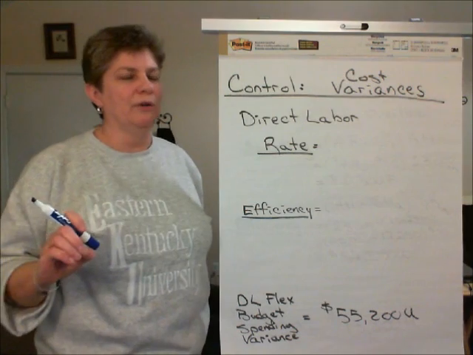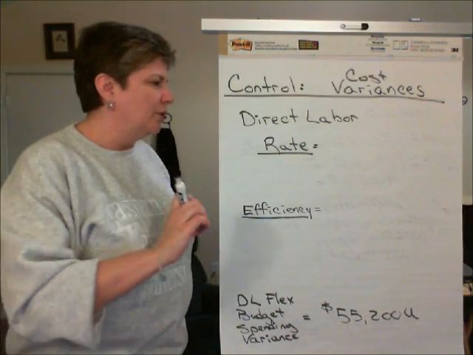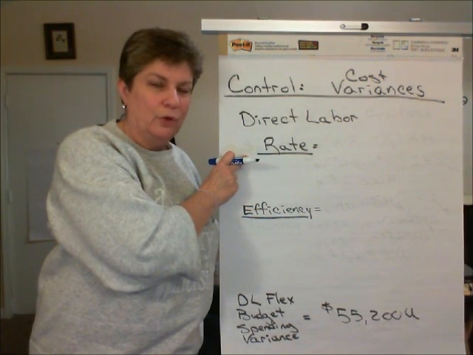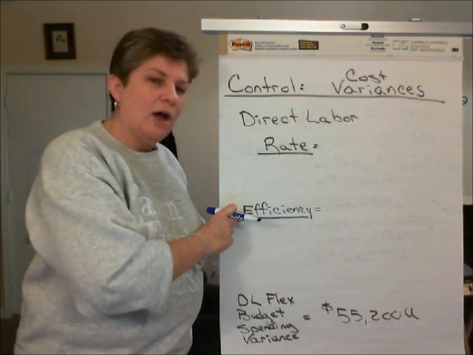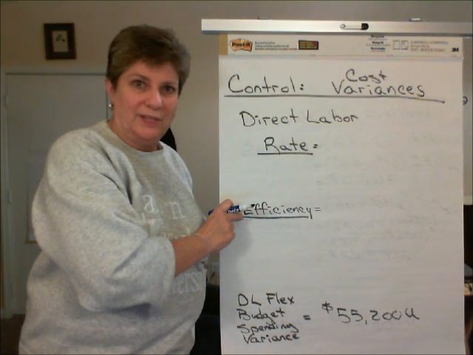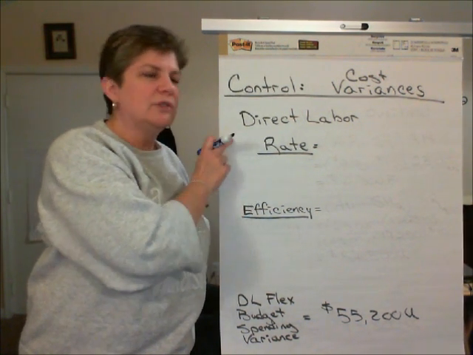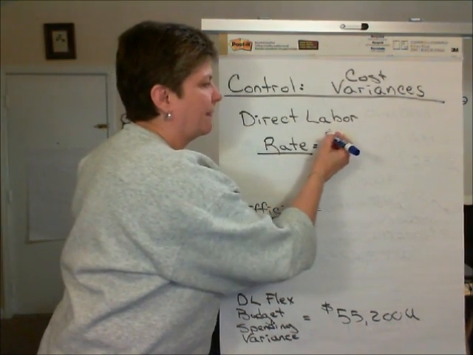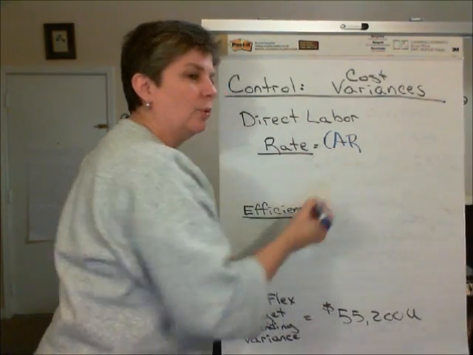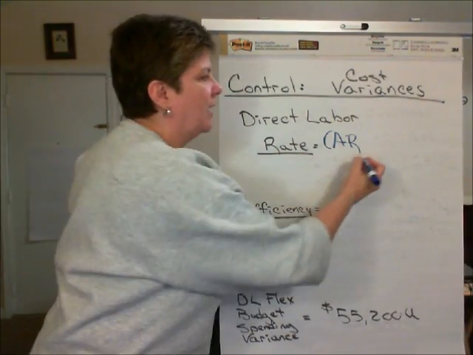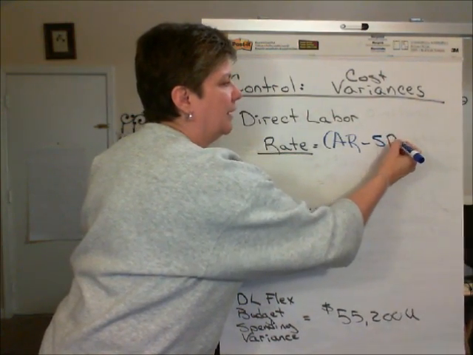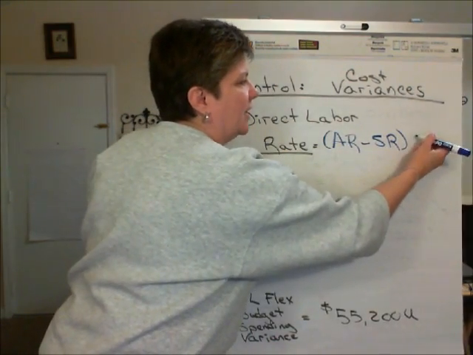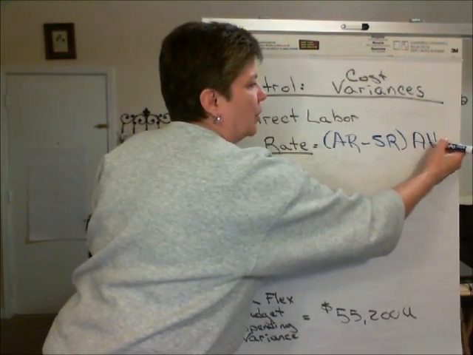Now, just as with materials, the variances we're going to want to isolate have to do with how much we paid for the labor, the rate variance, and how much labor was used, the efficiency variance. So first let's look at the rate variance. The rate variance formula is the actual labor rate that we paid per hour minus the standard labor rate per hour. Then we multiply that difference times the actual hours worked.